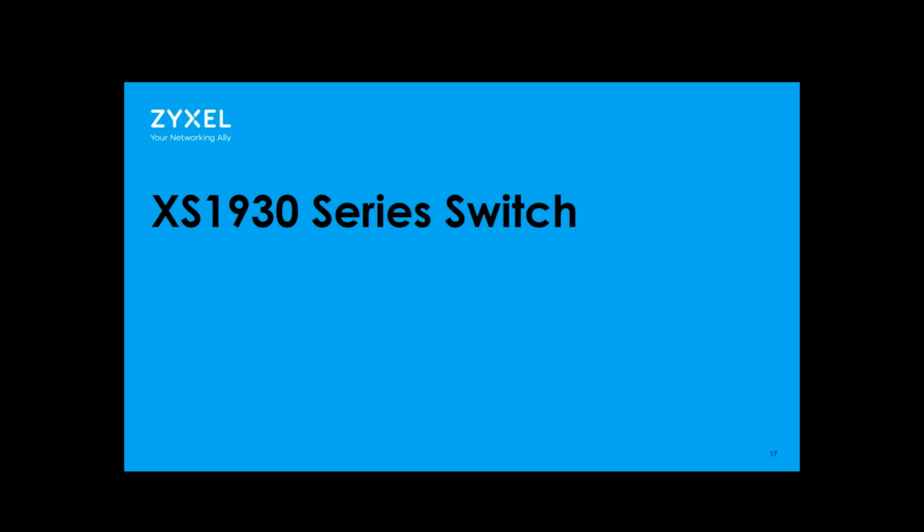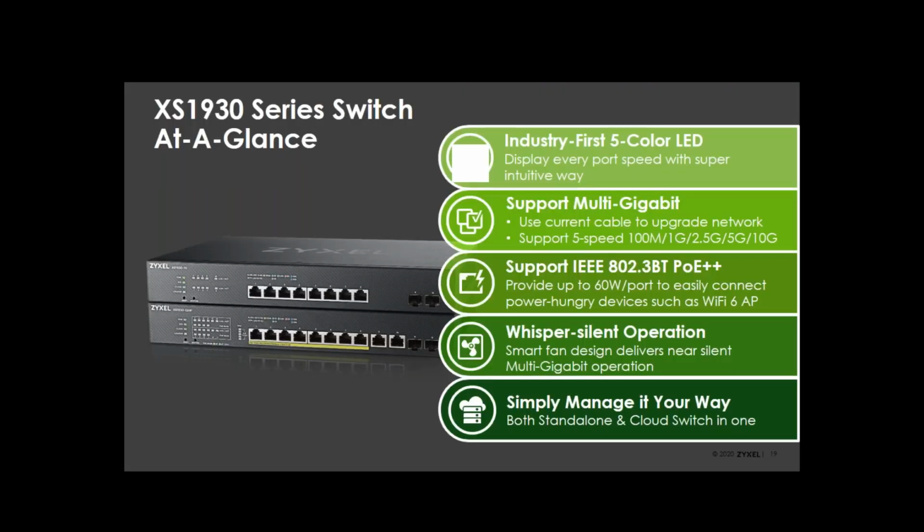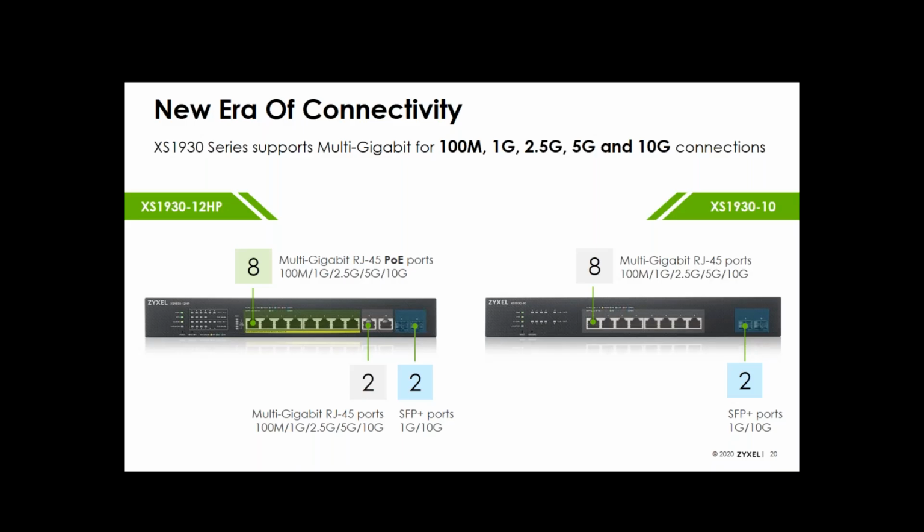Another switch that's come out recently is the XS1930. Once again, Nebula capable. It's got much higher capacity PoE, so it supports the BT spec PoE. So the XS1930 12 HP, the first 8 ports are PoE capable, but they've got the full 375 watts that can be used. And once again, this is a Nebula Flex capable switch. Whisper silent. So this is the description of the 2 different types.